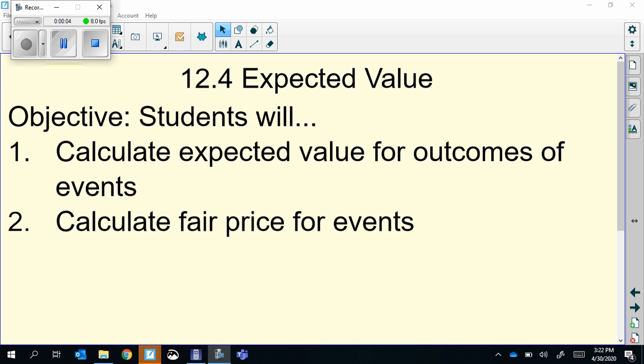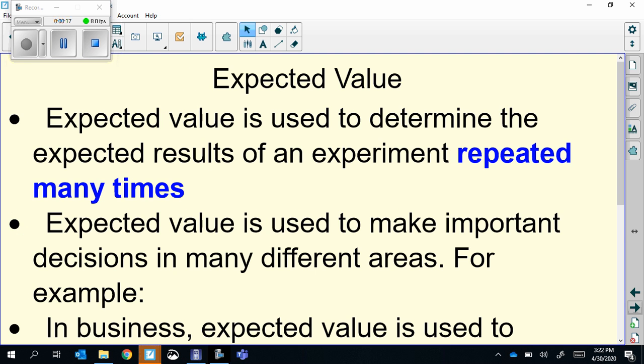Hey guys, in this video we're going to look at expected value for an outcome of events, and also use that to calculate fair price for events. So we'll dig into both of these a little bit. First, expected value is used to determine the expected results of an experiment if you repeat it many times. For example, flipping a coin 1,000 times, you would expect about 500 heads, 500 tails, something like that.